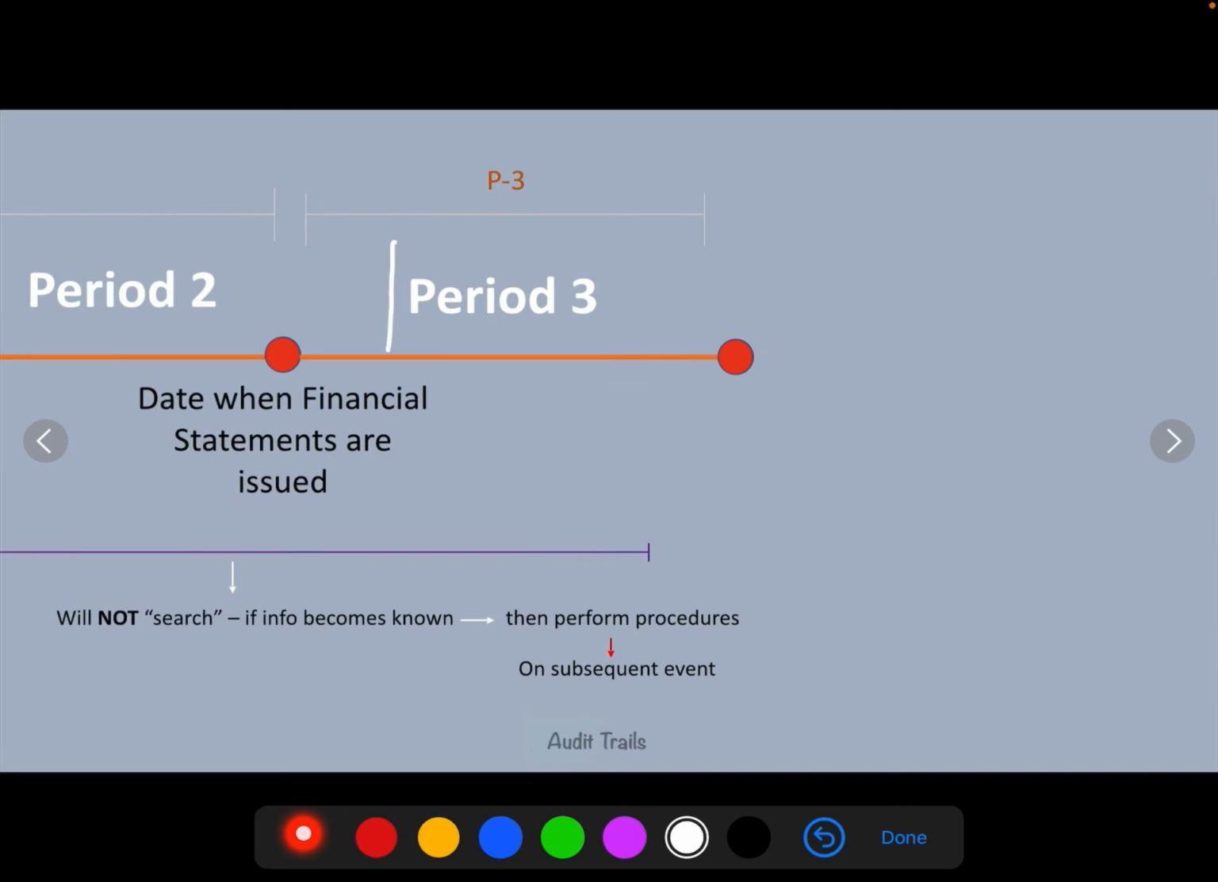Similar is the case for our period 3, that is after the financial statements are issued. During this time, if the auditor becomes aware or is informed about any subsequent events that would have changed his audit report, in those circumstances, he will have to perform procedures regarding only those subsequent events.